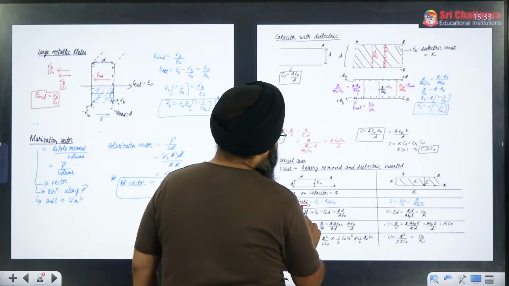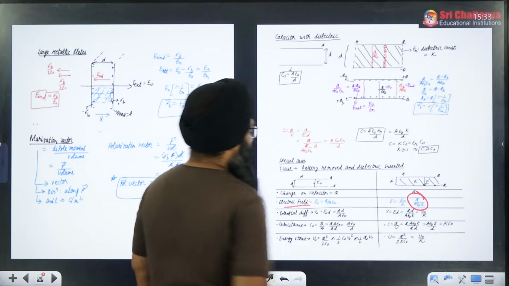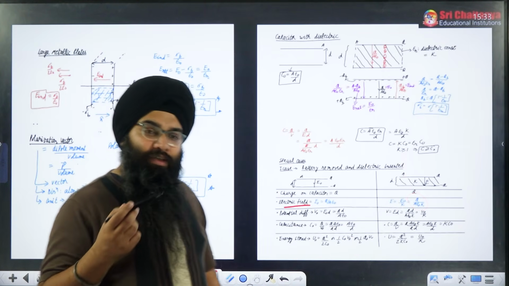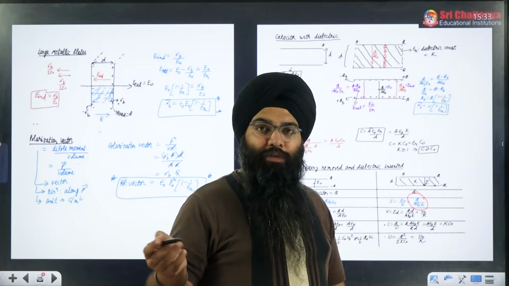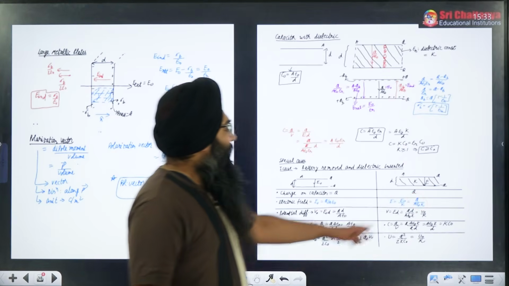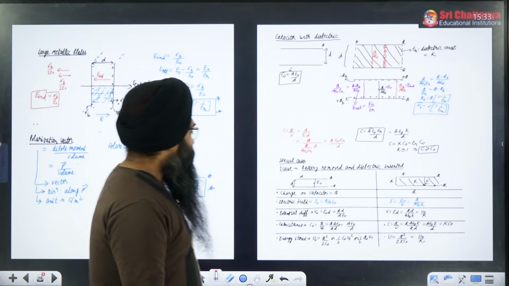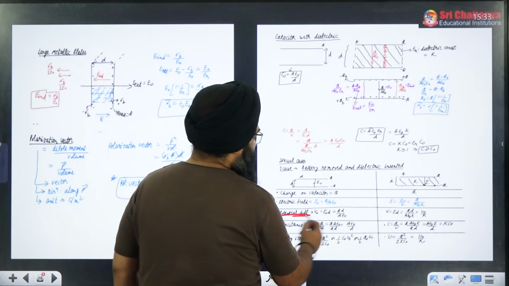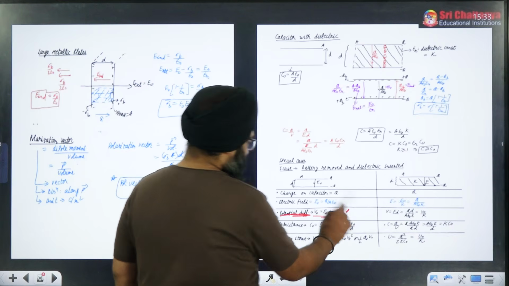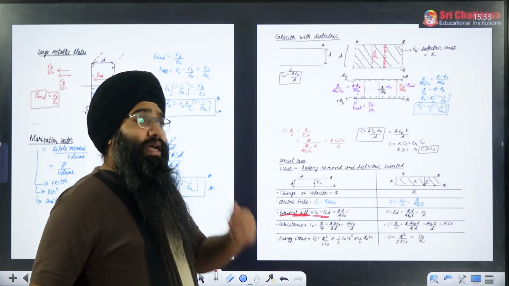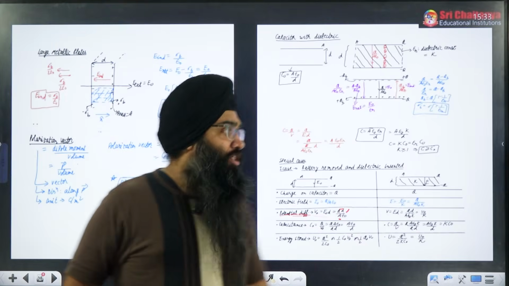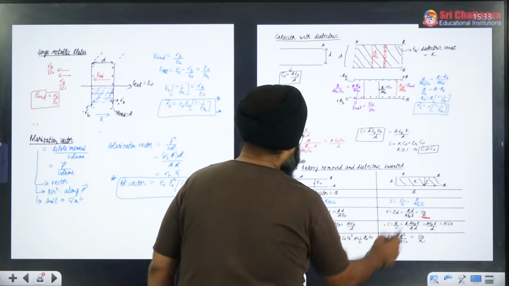The electric field will basically become 1 by K times, because we know that the net electric field is given by sigma by epsilon naught, that is Q by A epsilon naught. So basically the electric field will become 1 by K times. What will be the potential difference? Potential difference will be Qd by A epsilon naught. Since the electric field has become 1 by K times, the potential difference will also become 1 by K times.